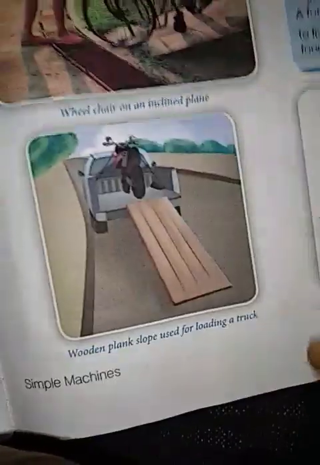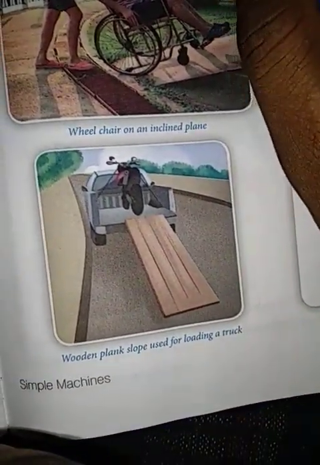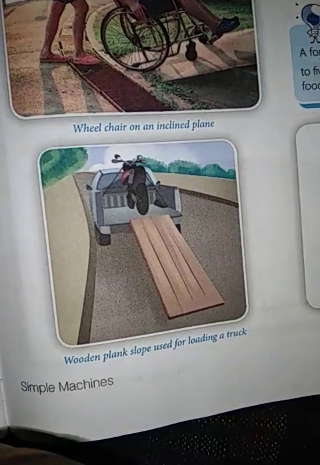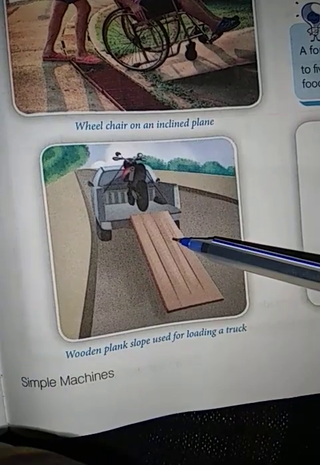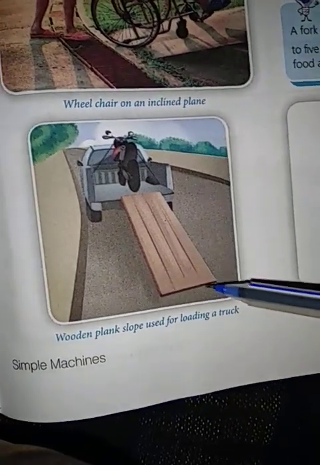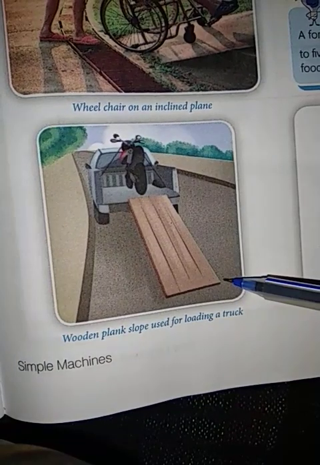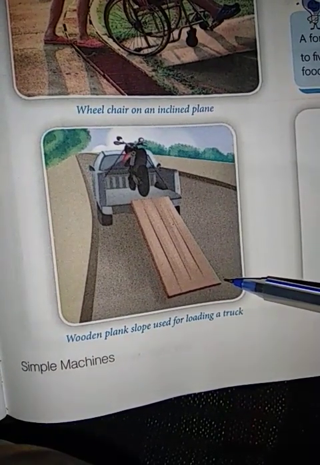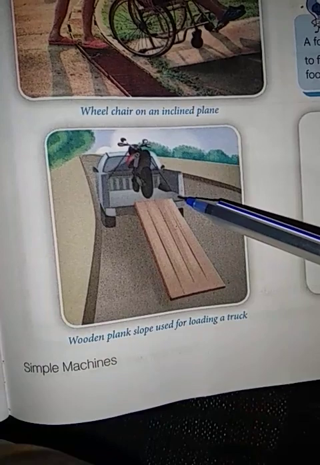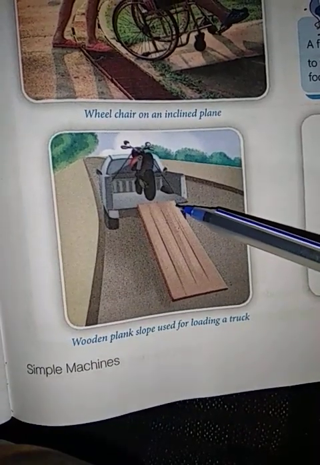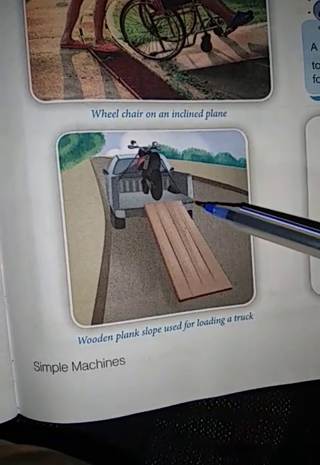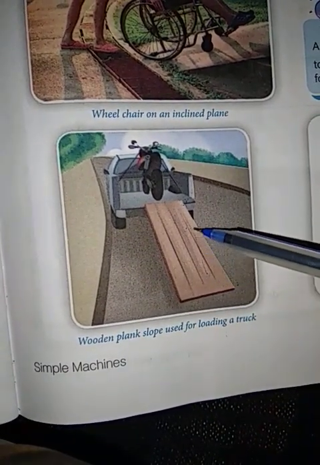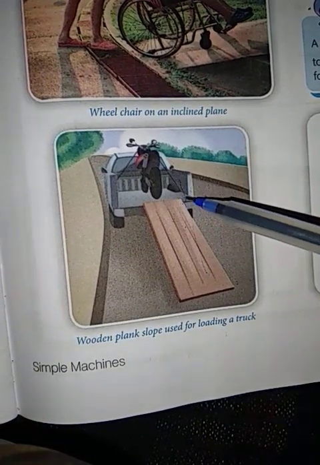Now, the inclined plane. You must have witnessed people loading heavy loads into a truck using a wooden plank. This is a truck and this is the wooden plank. One end of the plank is kept on the ground, resting on the ground, and the other end is placed on the edge of the truck. It is easy to slide heavy loads on the slope as less effort is required.